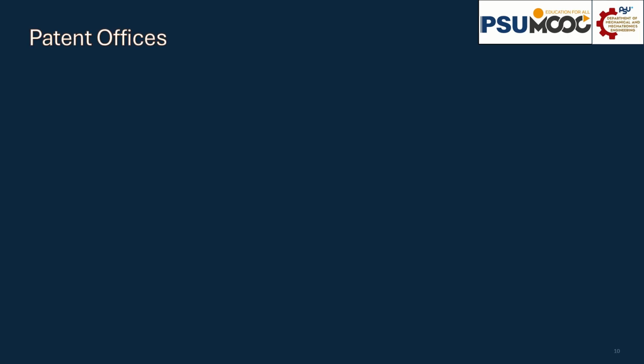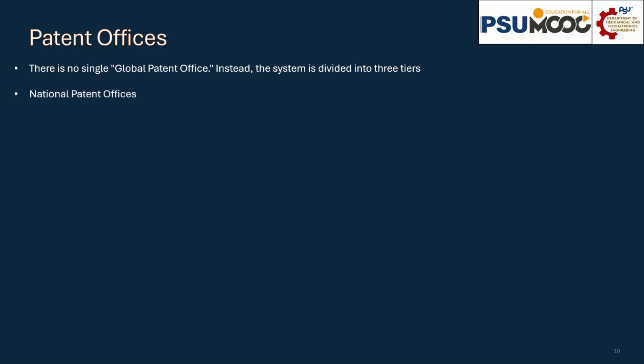Now let's look at the agencies that issue or grant patents. There is no single global patent office. Patent protection is territorial, meaning patents must be obtained in each country or region where protection is desired. The ecosystem operates across three tiers. At the baseline are the national offices.